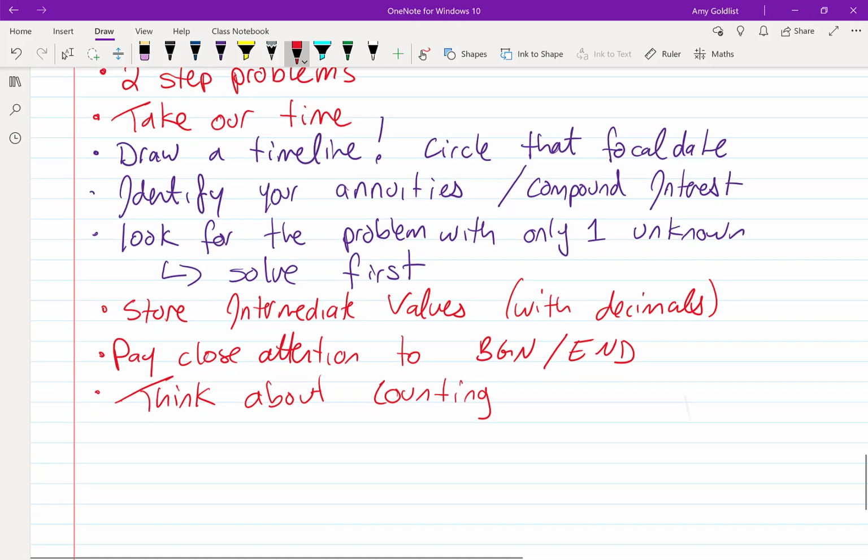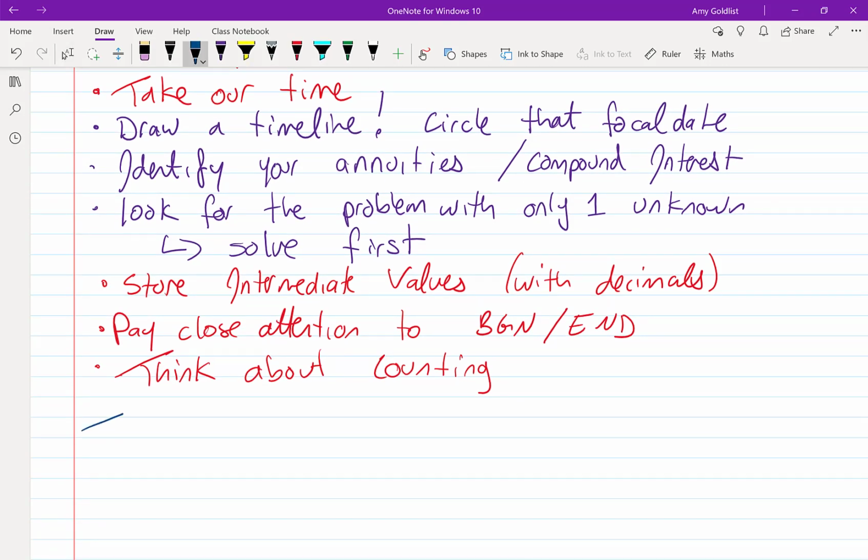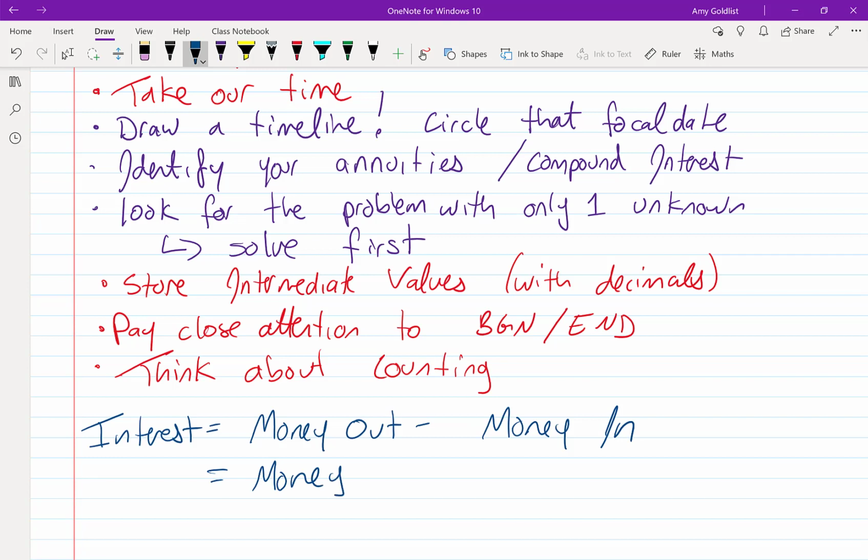And at the end of the day, an important thing is to remember that interest is the money you withdraw minus the money that you put in. That's the same as money paid minus money borrowed. Out and in are just expressions. But if we're borrowing money, we usually write it this way.